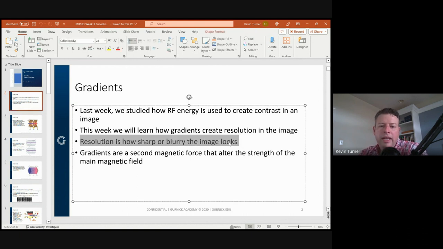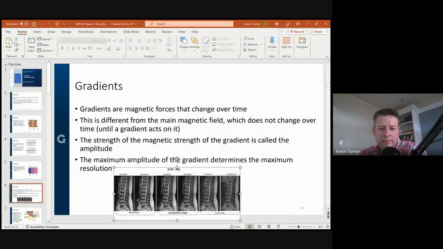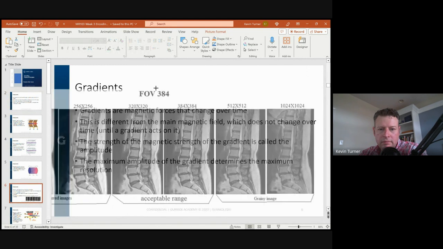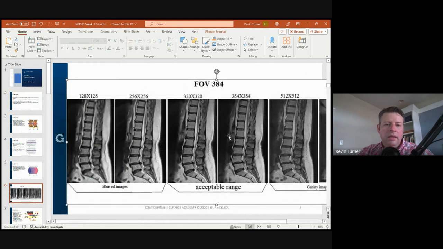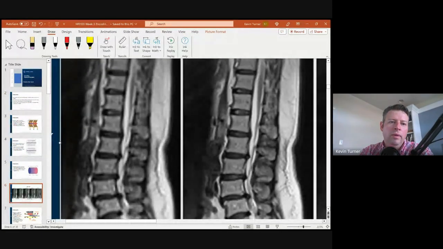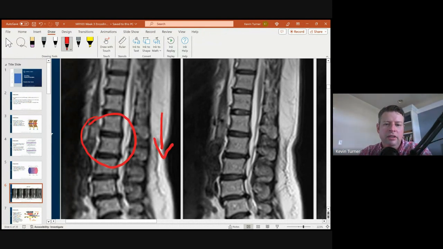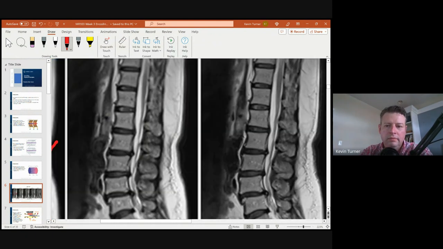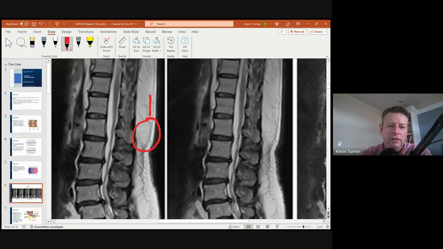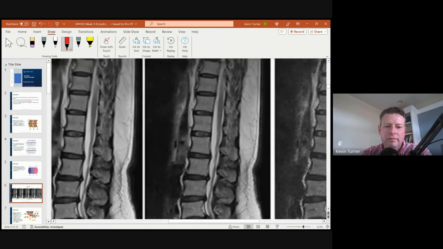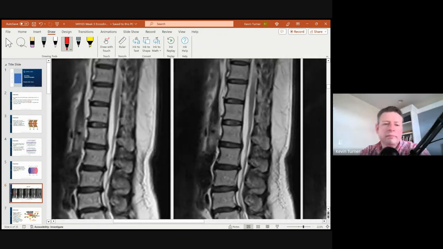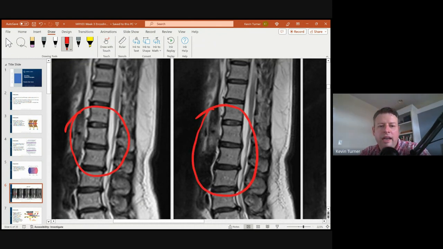Resolution is how sharp or blurry an image looks. This image has very low resolution. You can see how blurry the image looks. These images, on the other hand, have more resolution. See how much sharper the lines are in the image. And then here we have even sharper and sharper resolution. I like looking at these two next to each other, because you can see this blurriness that's kind of gone here. This is a higher resolution image. This is a lower resolution image.